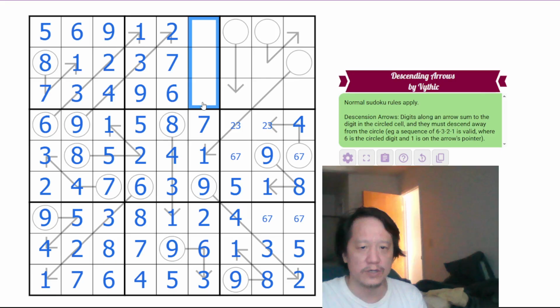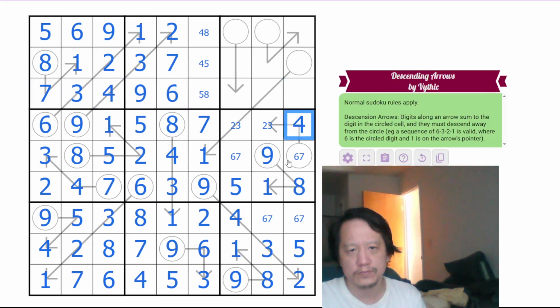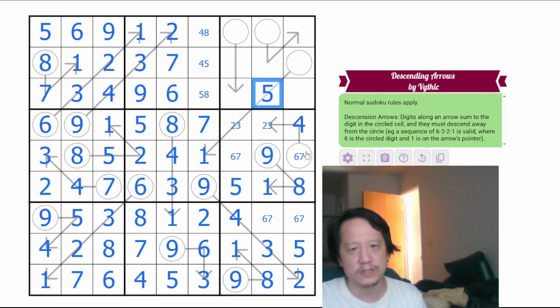Column 6 can be 4, 5, or 8. Okay, no 5 here, no 8 here, and no 4 here because of the digits in those rows. This digit must be greater than that, so it cannot be 3 or 4. So it's at least 5. Well, this cannot be 6 or 7. It can't be 8 because 1, 2, and 8 at minimum add up to 11. So this is guaranteed to be 5.